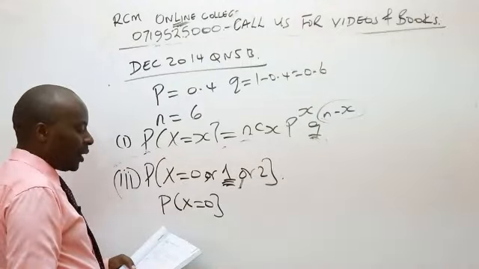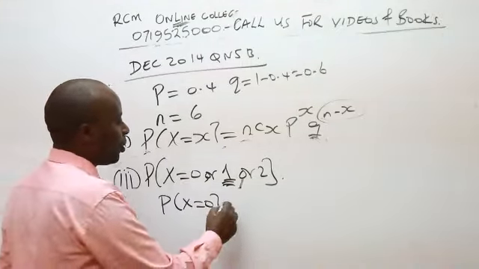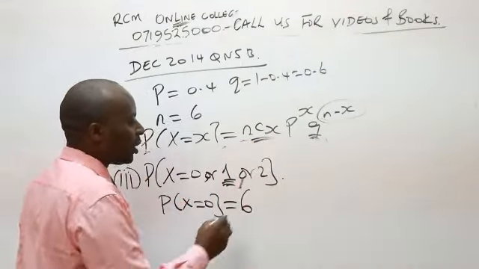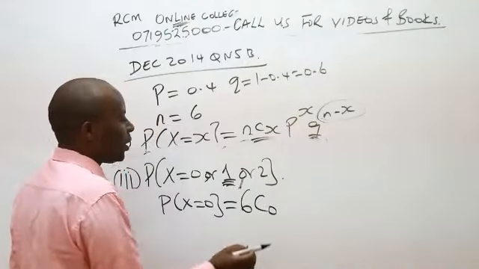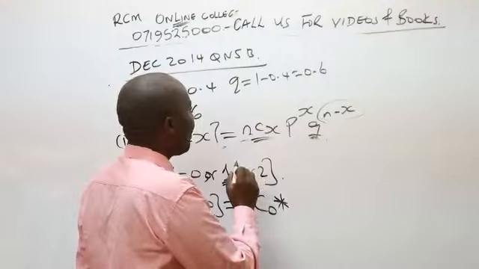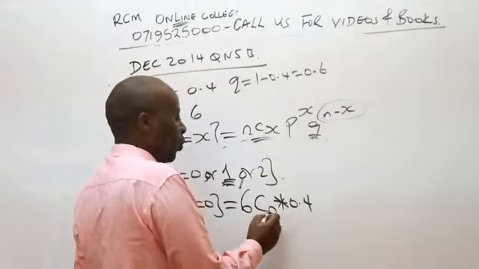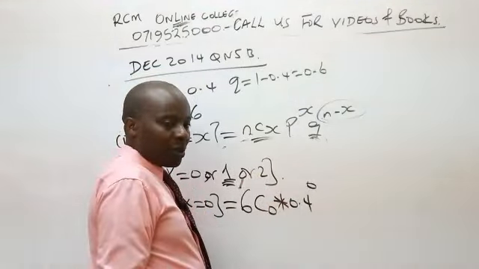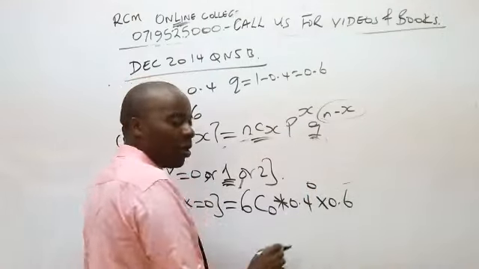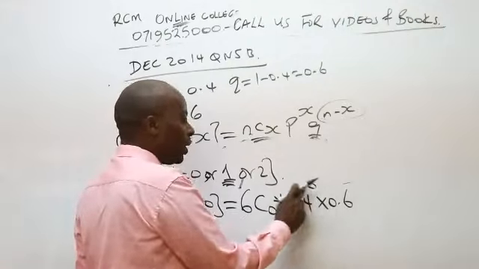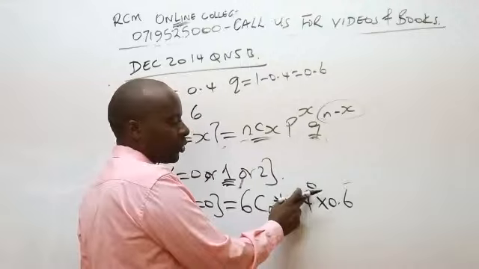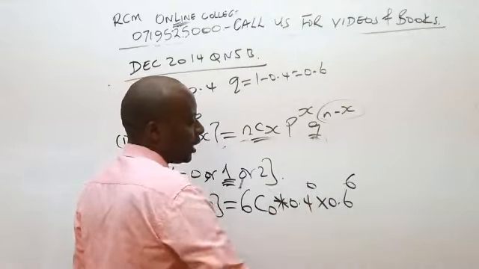Right? So in this case, the probability of X equals 0. Then we have 6 combinations X, which is 0. And then we have P, which happens to be 0.4 raised to X, which is 0, times 0.6 raised to the balancing power. We know that the 2 powers must always add up to N. So the balancing power is N minus X, which here automatically will be 6.